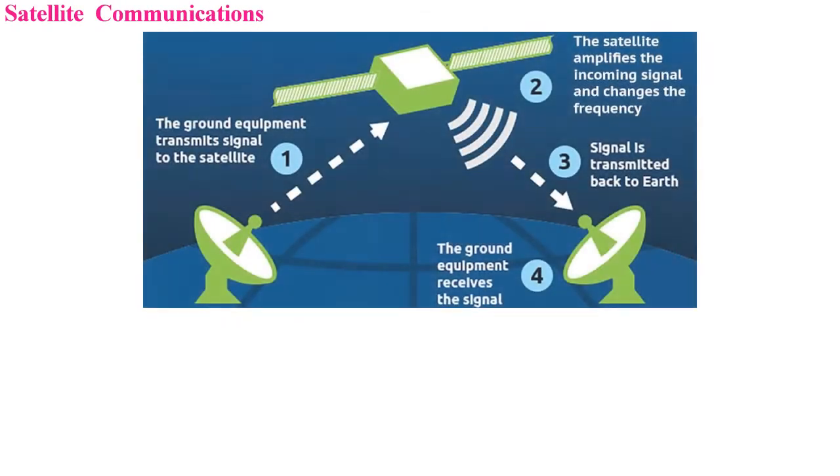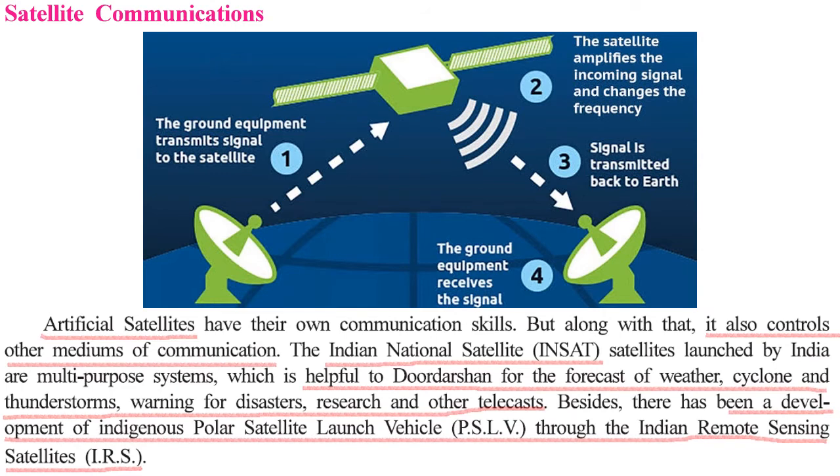Satellite communication. Satellite communication receives signals from the ground and emits them towards a very far away ground spot. So satellite communication has helped a lot in the wireless transmission of data and communication. The artificial satellites have their own communication skills. Along with it, it also controls other mediums of communication.